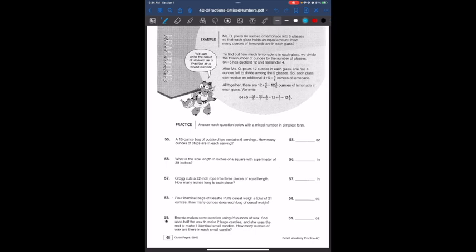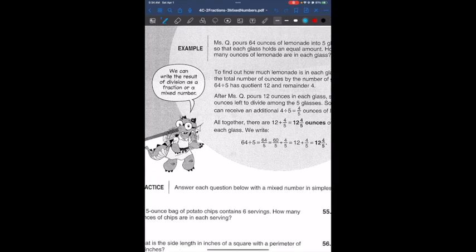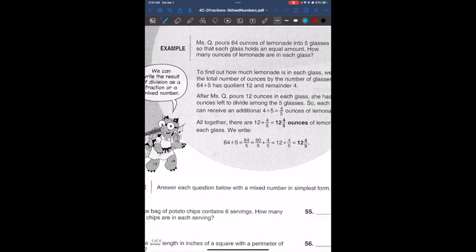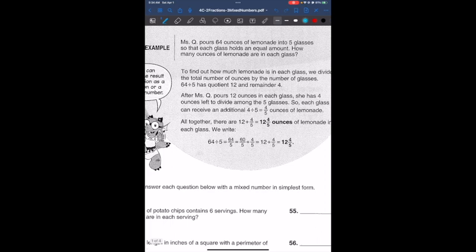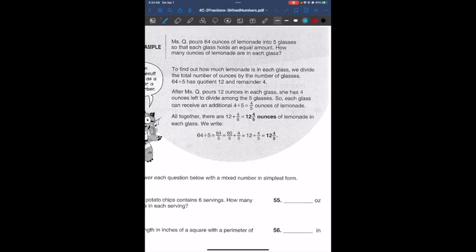And so we can write the result of division as a fraction or a mixed number. And so we'll see what this means by looking at an example problem. It says, Ms. Q pours 64 ounces of lemonade into 5 glasses so that each glass holds an equal amount. How many ounces of lemonade are in each glass? And so she pours 64 into 5 glasses, so we're basically dividing 64 by 5.